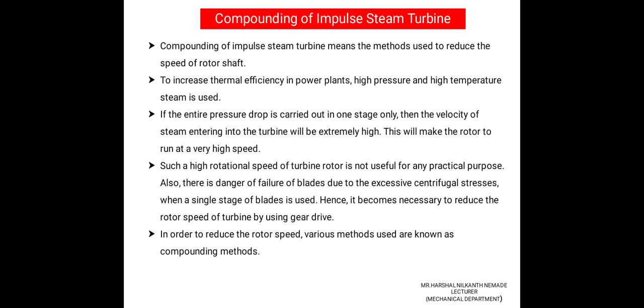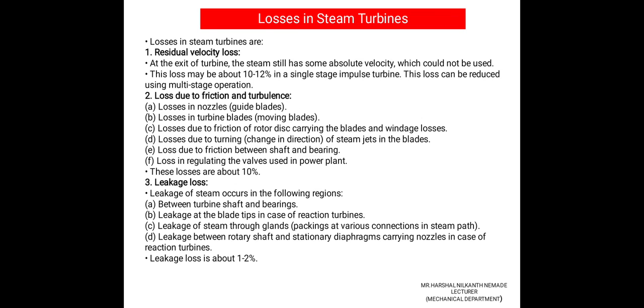Fourth one is, such high rotational speed of a turbine rotor is not useful for any practical purpose. Also, there is a danger of failure of a blade due to the excessive centrifugal stress when a single stage of a blade is used. Hence, it becomes necessary to reduce the rotor speed of a turbine by using a gear drive. In order to reduce the rotor speed, the various methods used are known as the compounding method.